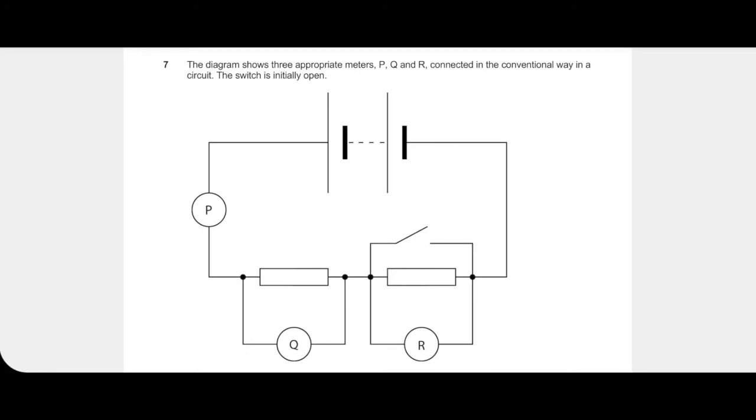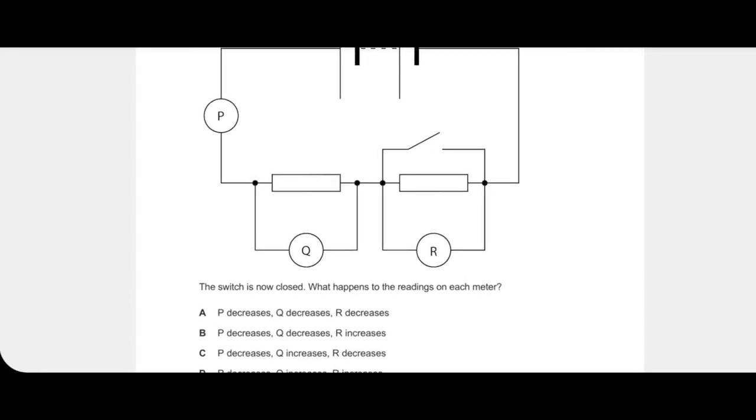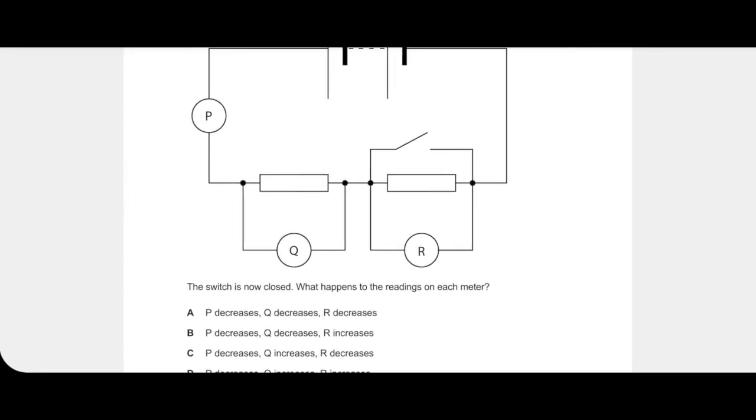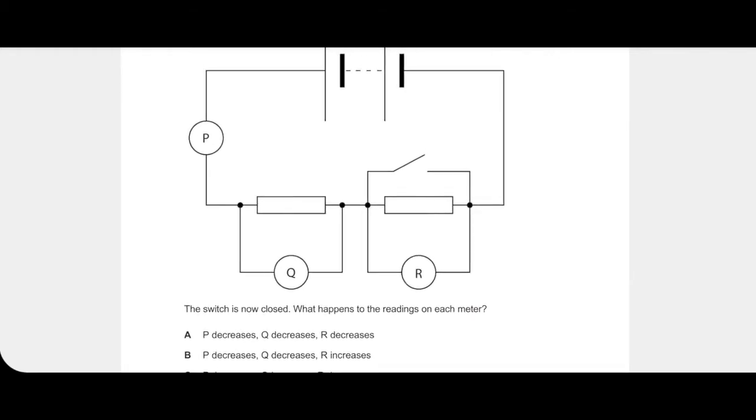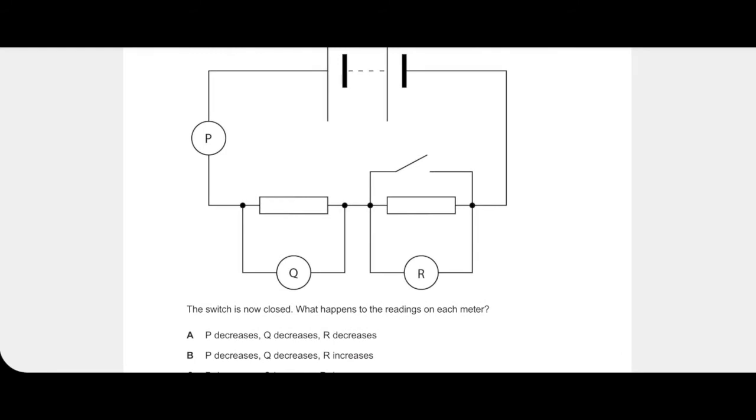Question number 7. The diagram shows 3 meters, P, Q, and R, connected in the conventional way in a circuit. The switch is initially open. The switch is now closed. What happens to the readings on each meter? So, first things first, looking at the diagram, we need to determine what type of meters P, Q, and R are. P is an ammeter because it's connected in series to the circuit. Q and R are voltmeters because they're connected in parallel to the circuit. So, with that knowledge, we can answer the question now.